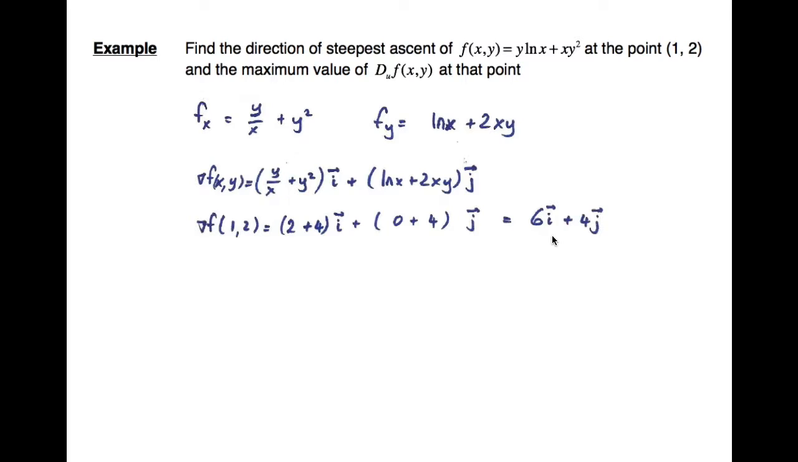This is our horizontal vector that points in the direction of steepest slope, and if we want to know how steep it is, we need to find the magnitude of the vector (6, 4), and that is root 52. So the slope of the tangent plane is a little bit more than root 52 in that direction.